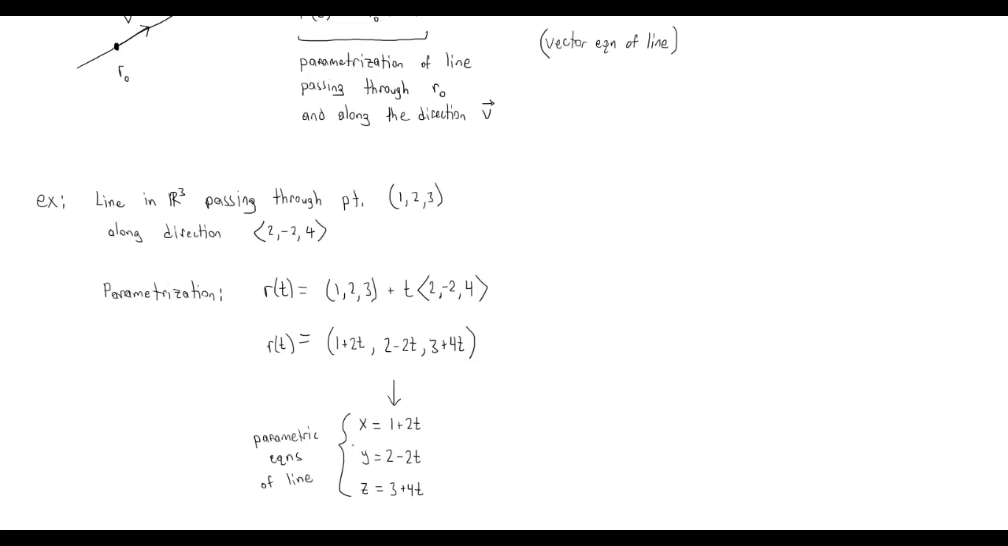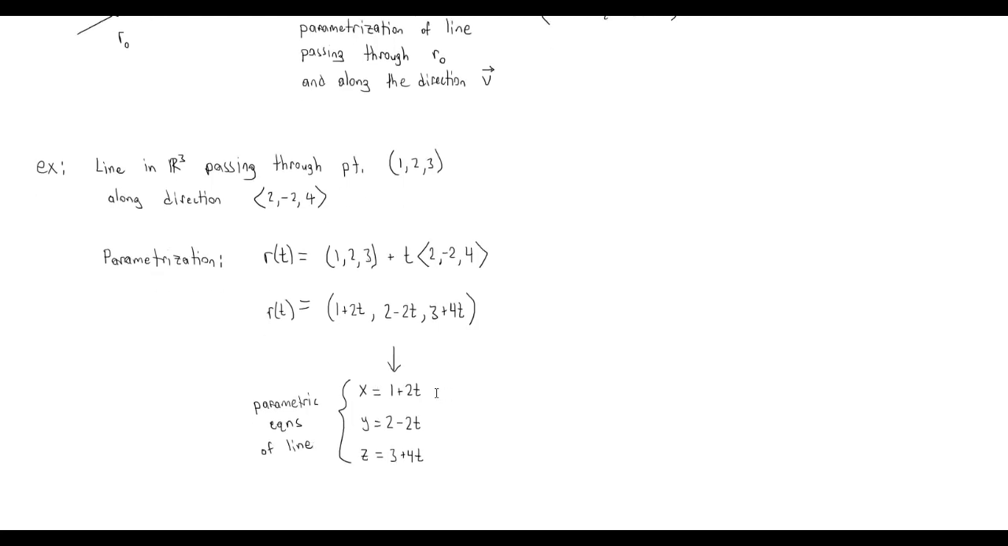So in the parametric equations, you can see how the point and the direction vector appear. So the point 1, 2, 3 appears as these numbers out here. The direction vector, its components appear as the coefficients of t. By the way, the variable t is usually referred to as the parameter. And so parametric equations are another way of describing a line in 3 dimensions.